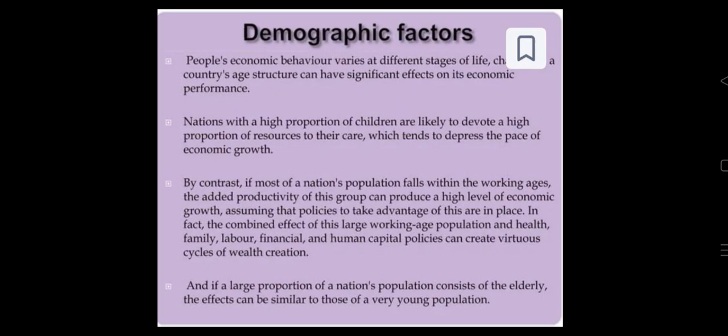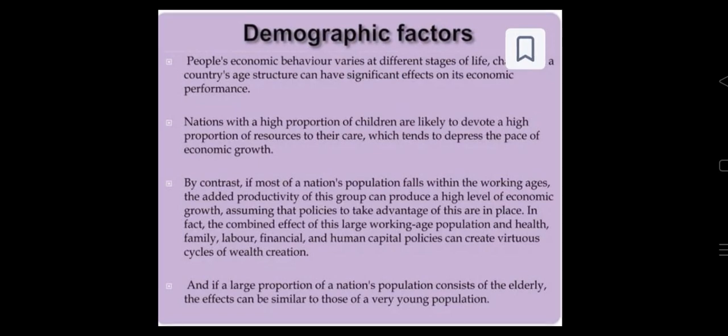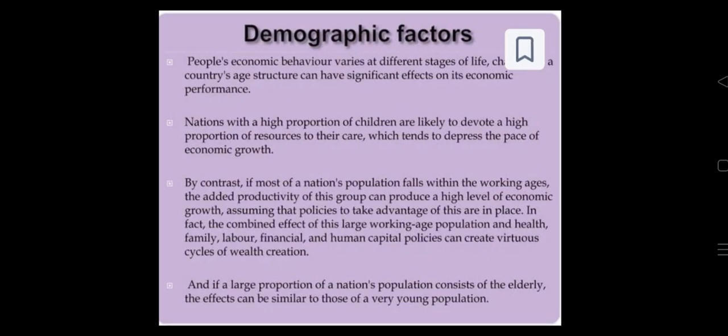In fact, the combined effect of this large working age population and health, family, labor, financial, and human capital policies can create virtuous cycles of wealth creation, and it provides a boost to growth. And if a large proportion of a nation's population consists of the elderly, the effects can be similar to those of a very young population. So the young population plays a vital role in the growth of the economy.